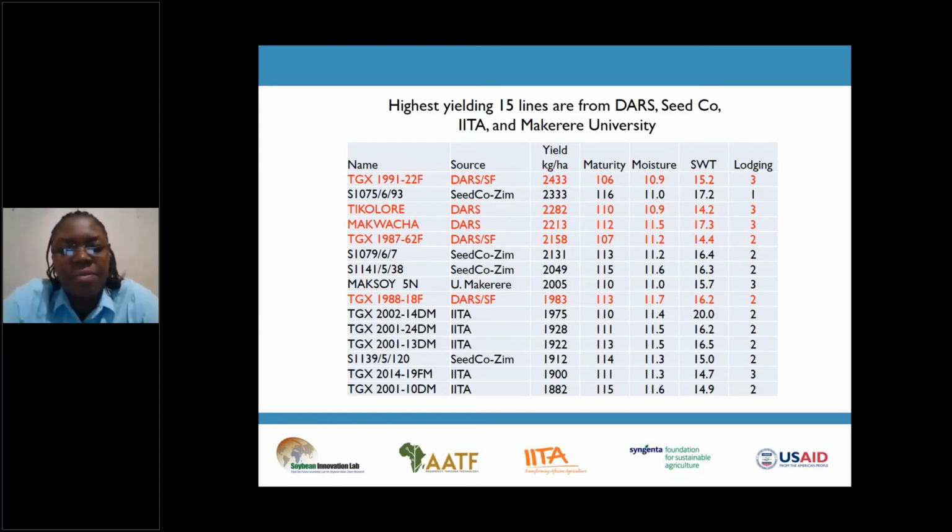Results from the on-station trial, as Brian indicated, there were 15 highest yielding lines. So out of those, we selected 5 best lines that were taken and evaluated under farmers' conditions. And let me mention here that some of the lines were also taken from our national program. So in total, we had 8 lines that were taken on farmers' fields. Next slide, please.